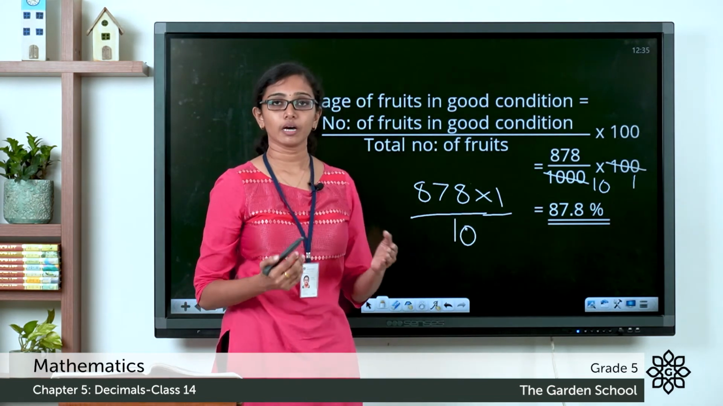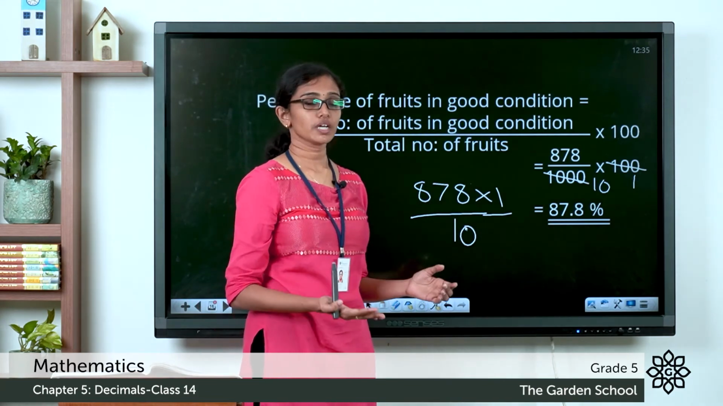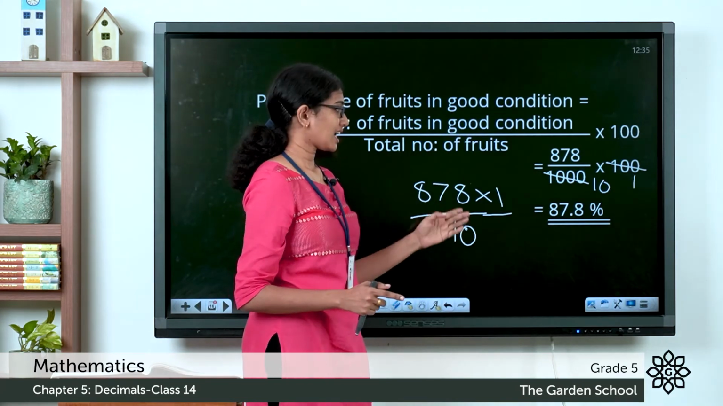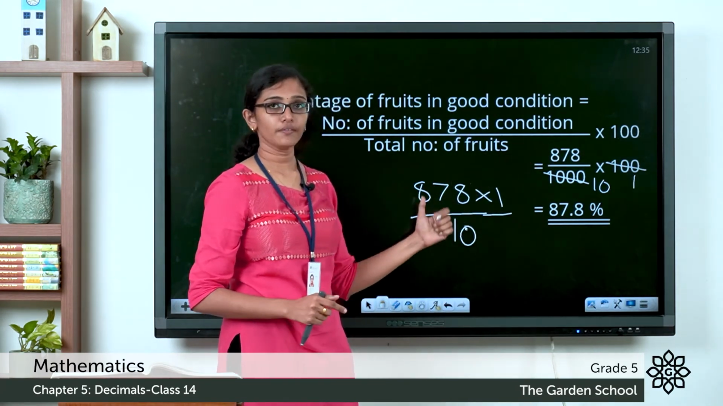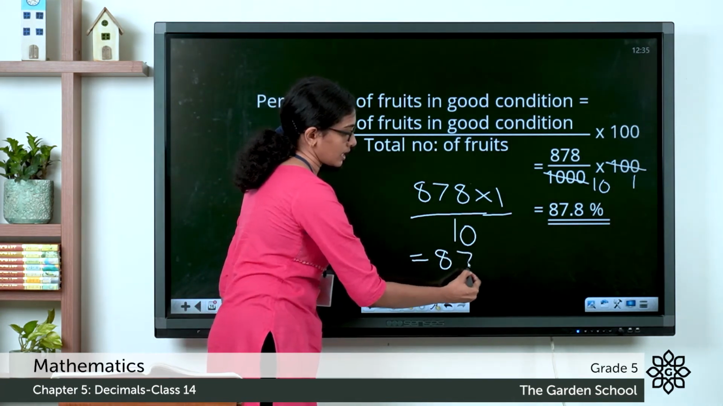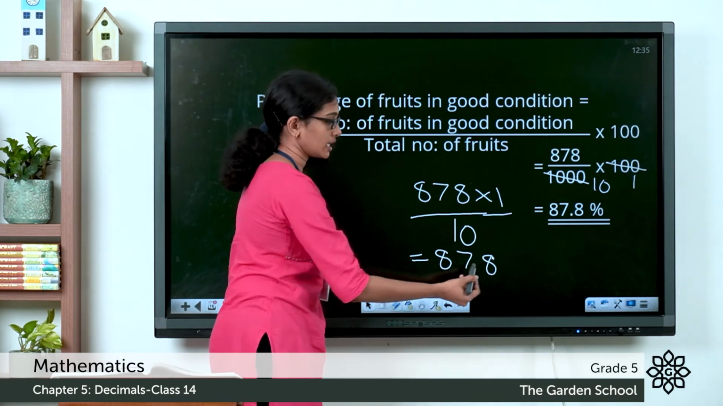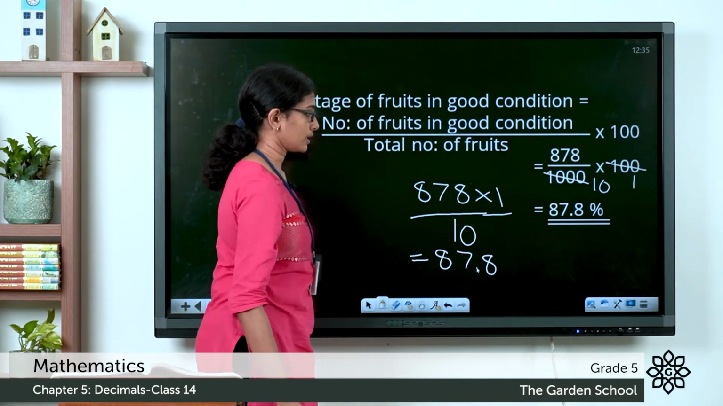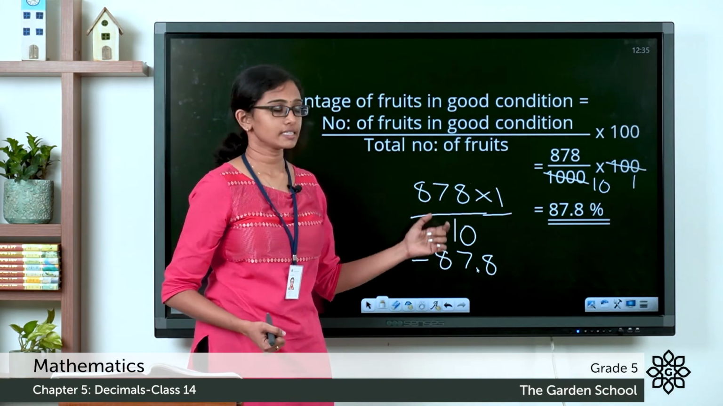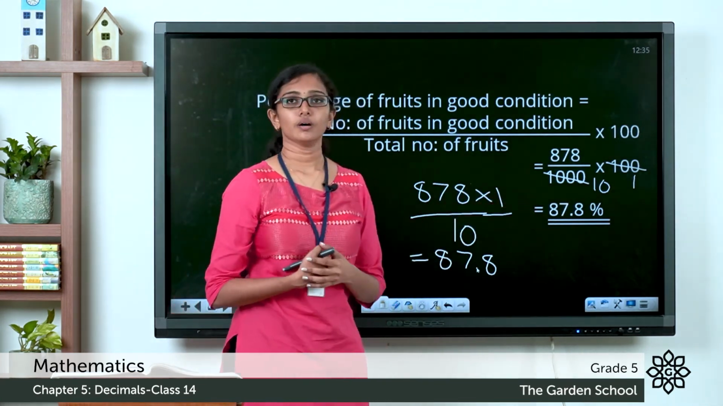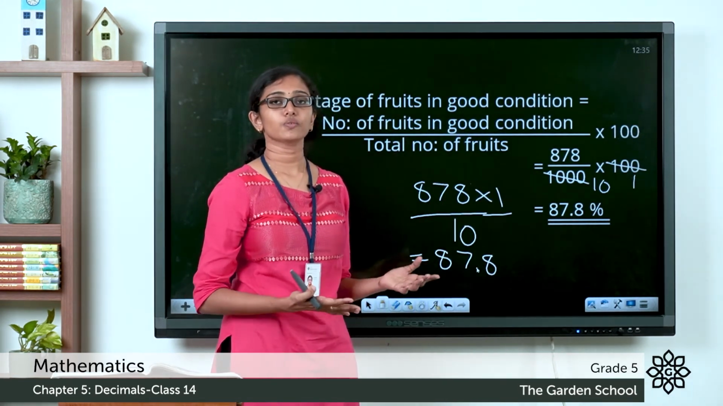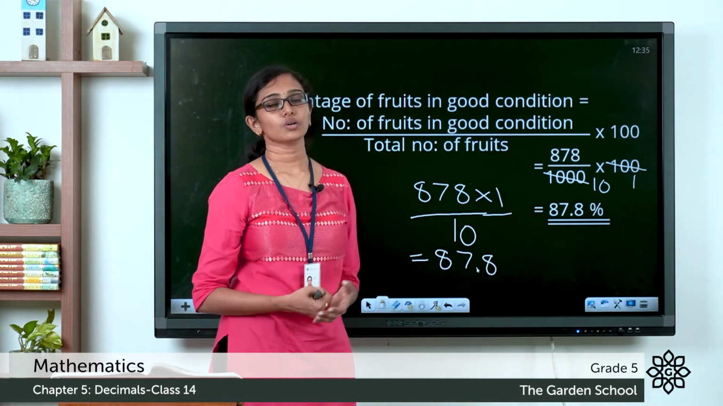And when you divide a number by 10, what you can do? You have to just put a decimal point. Count the number of zeros in 10, which is equal to 1. Count one place from the right to the left and put the decimal point there. So that would be equal to 878. One place from the right to the left, that is 1. Put the decimal point here. So 878 into 1 by 10 is equal to 87.8, and that much percentage. 87.8% of fruits, of the total fruits that he bought, were in good condition.